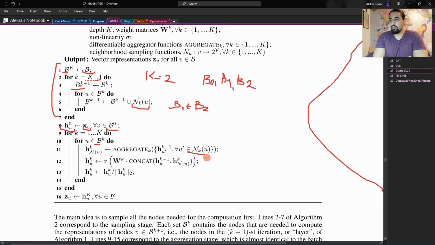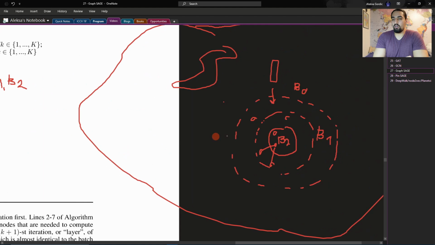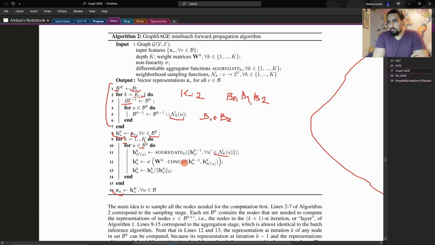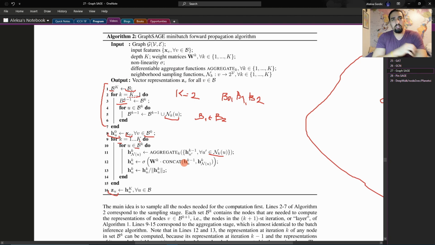And once we have B1, in the next cycle, once k gets to 2, we'll be iterating over nodes in B2, and we'll be building up representations, and we'll luckily have all of the representations calculated from the last iteration. So we can finally have all of the representations that we're interested in, in B2, calculated and put into the z_u's. And that's pretty much it. That's how the mini batch algorithm works, and hopefully that was clear enough. If you have any questions, please comment down in the comment section. I'll try and answer all of them.